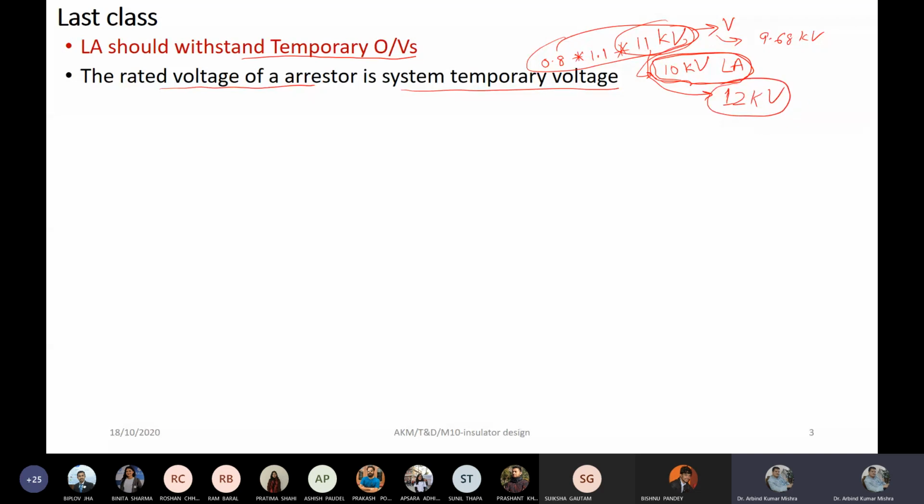What does it mean? That they prefer isolated neutral, and therefore in some cases their phase voltage may be equal to the totally full line voltage. So always remember that the rated voltage of the arrestor is the system temporary over voltage, and hence it depends on the neutral grounding condition.